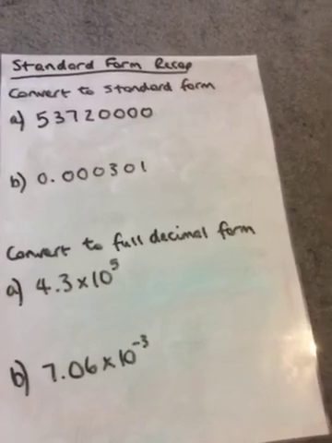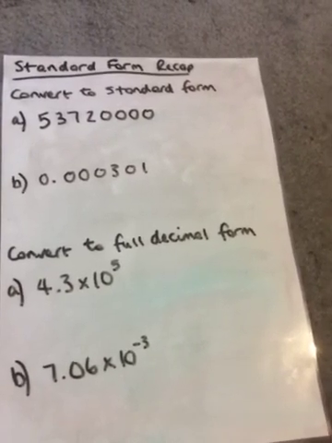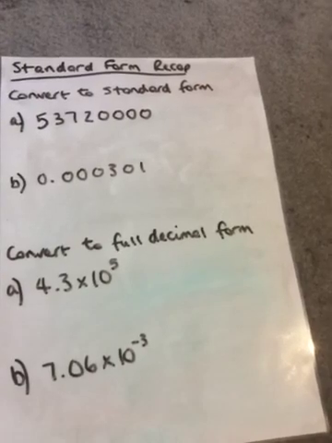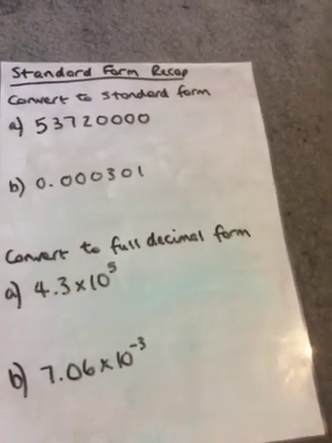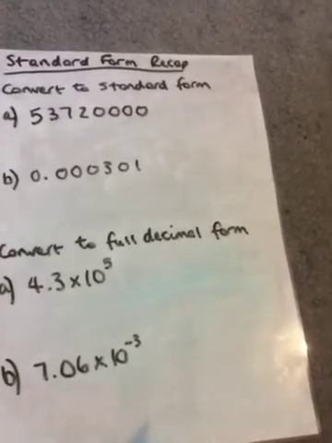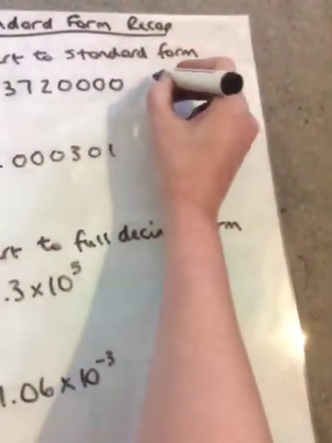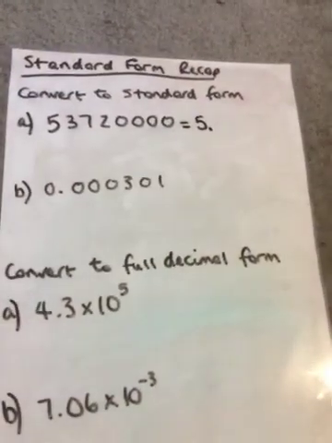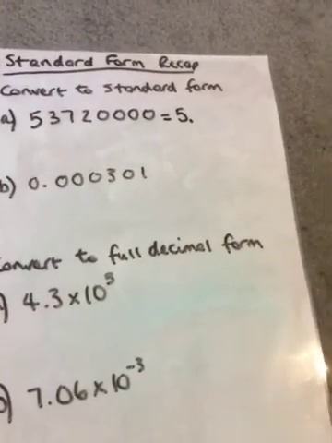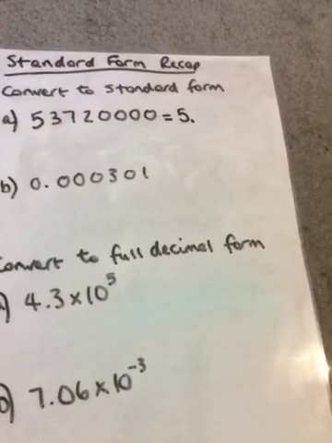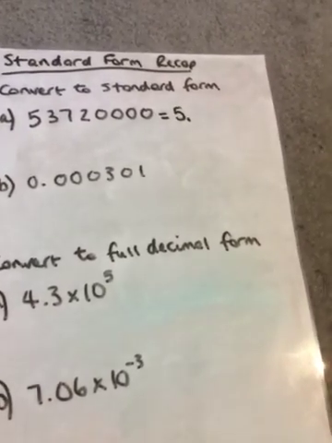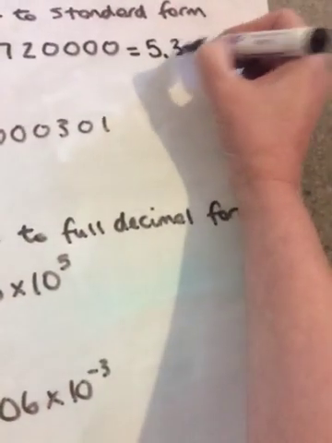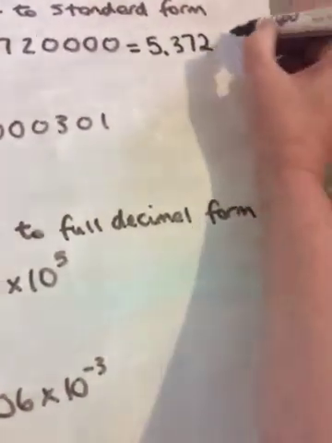So the first thing we're going to do when we look at this number, 53,720,000, we're going to start off by writing the 5 with a decimal point after it. Now, if we want to, we can write every single one of those digits, but really all we need are the digits that are not 0. So we're going to write 3, 7, and 2.